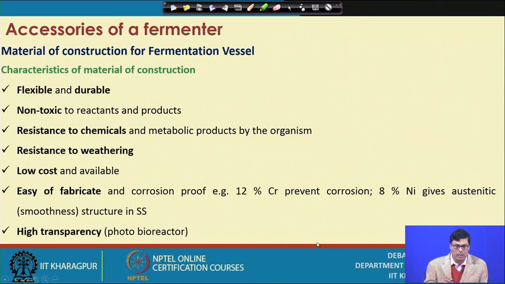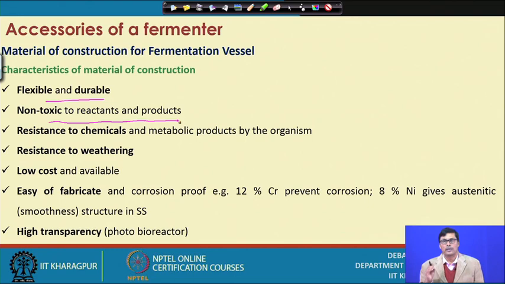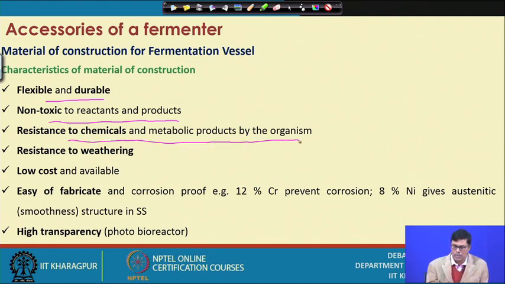Now, the material of construction should be flexible and durable, that I told you, non-toxic to the reactant and product, because whatever component is in the media should not react with the material of construction. Resistance to chemicals and metabolic products by the organism, resistance to weathering, low cost and available, it should be available, and easy to fabricate and corrosion proof.